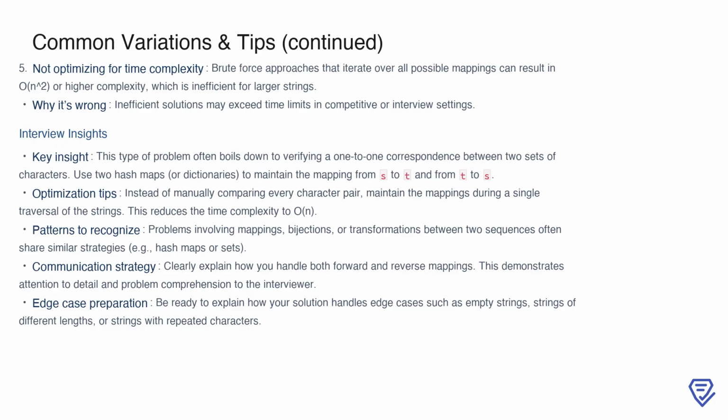It's also helpful to recognize that similar strategies, such as using hash maps or sets, are common in problems involving mappings, bijections, or transformations. During interviews, you should clearly explain how your solution handles both forward and reverse mappings, as this demonstrates attention to detail and a solid understanding of the requirements. Additionally, make sure your solution accounts for edge cases like empty strings, strings of different lengths, or repeated characters, as interviewers often test for these scenarios.